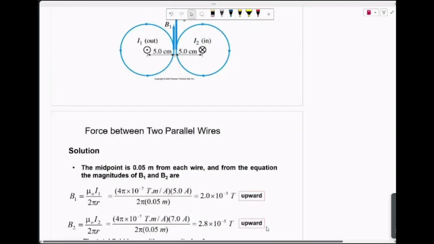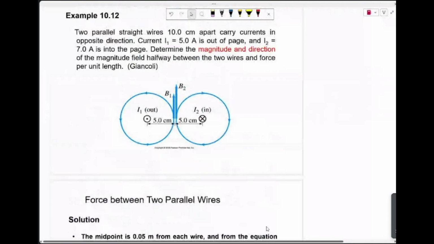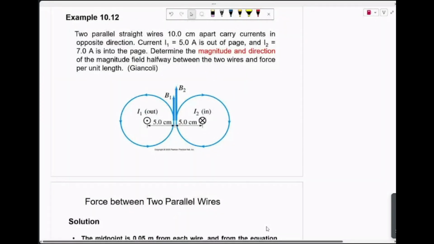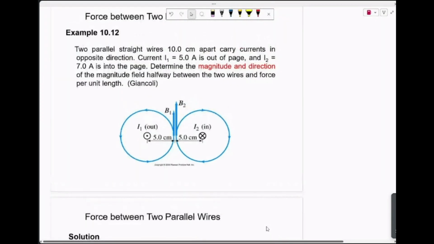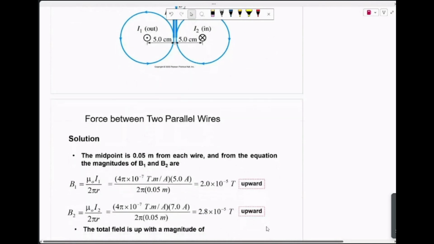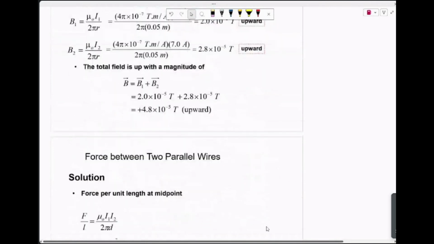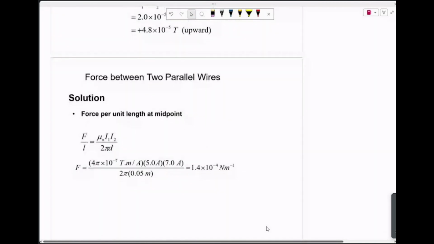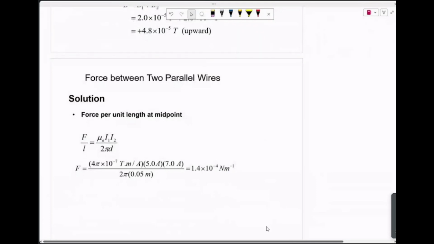This one, force between two parallel wires, is also going to be the same. Determine the direction of the magnetic field halfway. So this, I think we already did before. Yep, this one we already did before. I already explained force between the two parallel wires.